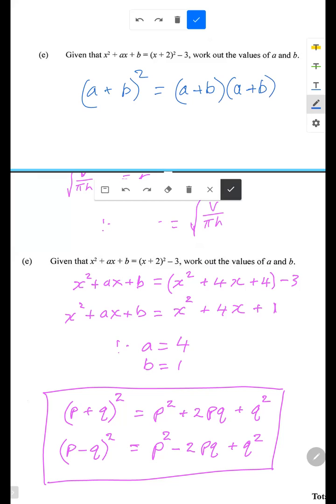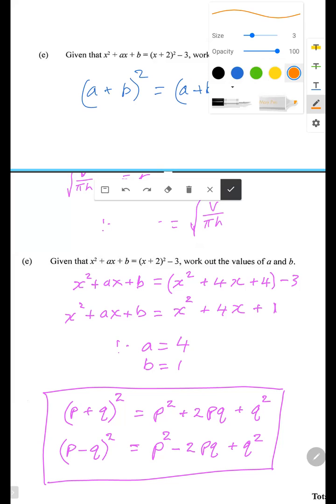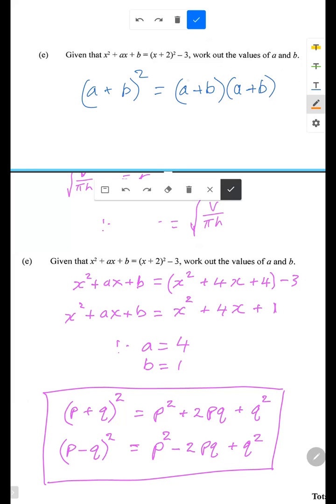And then how you carry out this multiplication is to multiply the a times the a. Let's use a different color for that, the orange. So I do the a times the a, and then the a times the b, and then the b times the a, and then the b times the b.